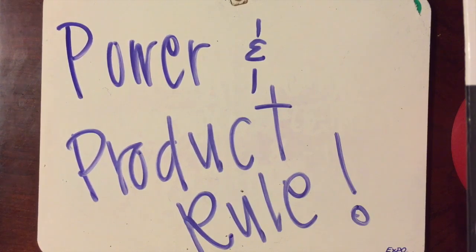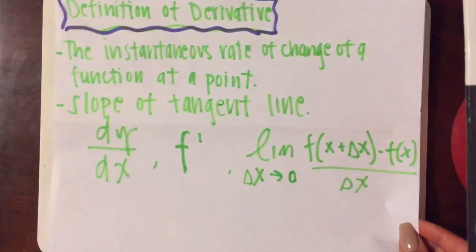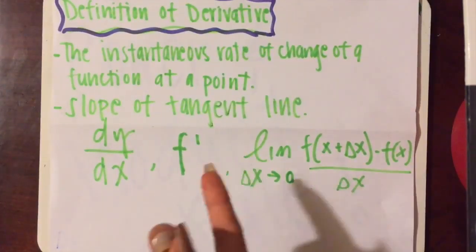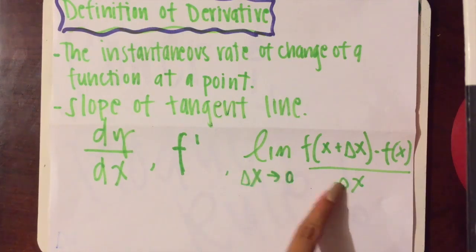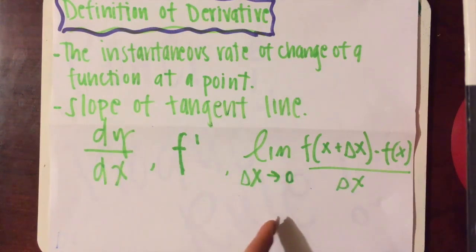So hi everyone, today we will have a lesson on the power and product rules for taking derivatives. And to remind ourselves, the definition of a derivative is the instantaneous rate of change of a function at a point or the slope of a tangent line. And at the bottom we have different notations for a derivative.